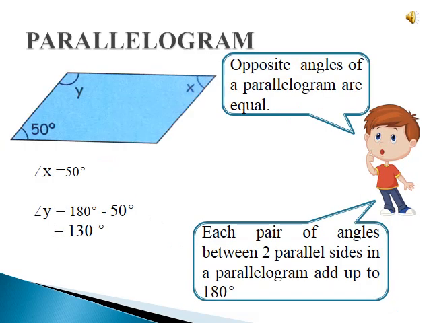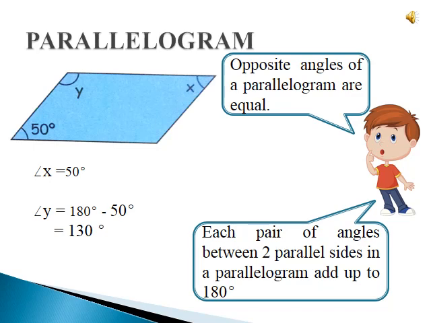Let's look at this diagram. This diagram has only one angle given and we have to find two angles, angle X and angle Y. As you all know, opposite angles of a parallelogram are equal. So angle 50 must be equal to which angle? Angle X, right? Okay, so angle X is equal to 50 degrees.